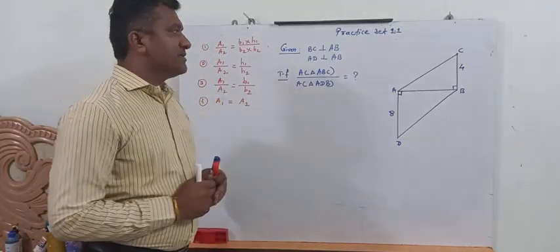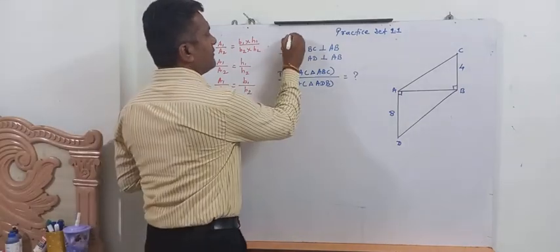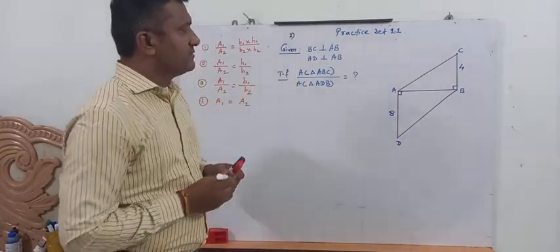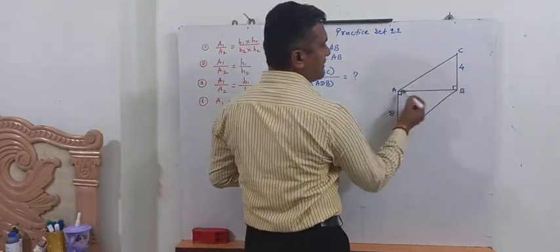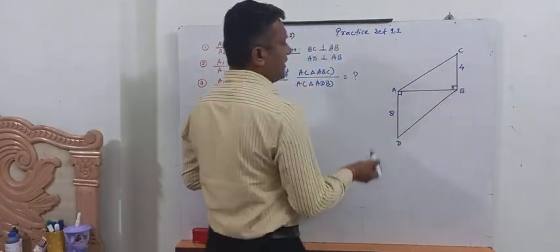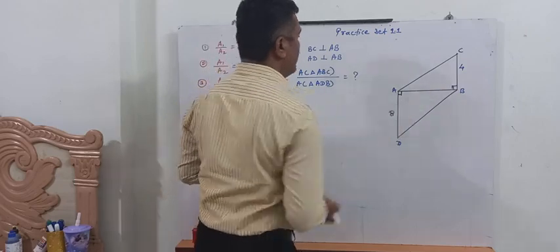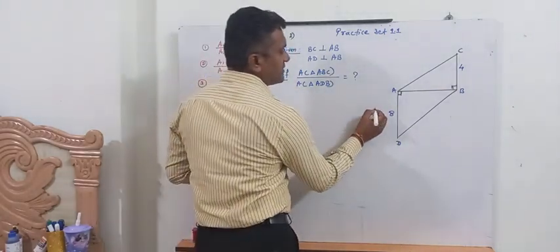Okay, now look at the second sum. This is the second sum of practice set 1.1. See the given things. BC is perpendicular to AD. Look at this. BC is perpendicular to AB, sorry. And AD is perpendicular to AB. You can see this is, suppose, the height.